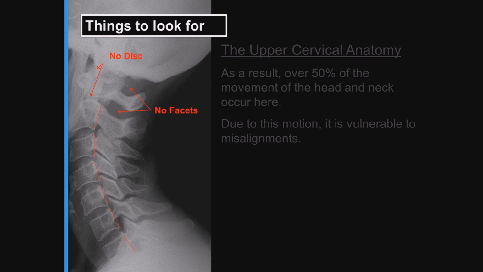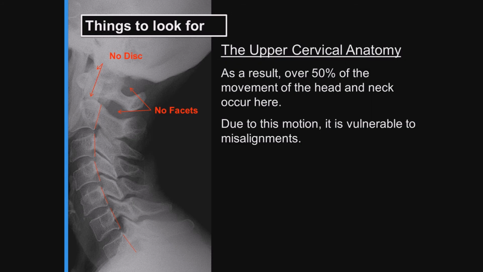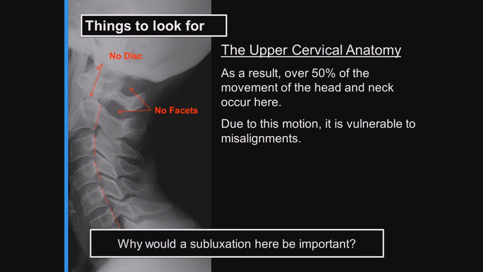Now, why would our body develop a uniqueness up there of no discs and no facet joints? It is to allow for extra motion for living life. Because as a result of the no discs and no facet anatomical situation, over 50% of the movement of the head and neck occurs here. You have 15 degrees of flexion and extension occurring between occiput and C1. You have 60% of cervical rotation occurring between C1 and C2. Due to this extra motion, it does make it more vulnerable to misalignments.